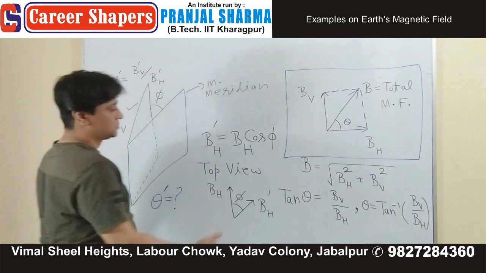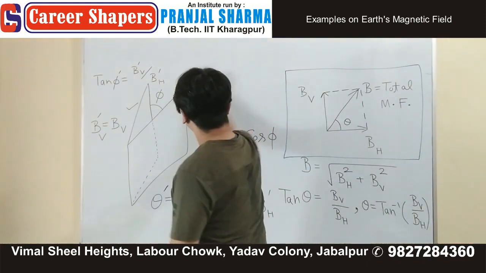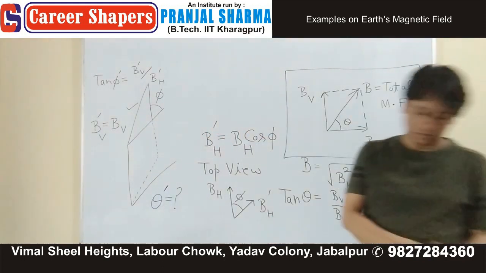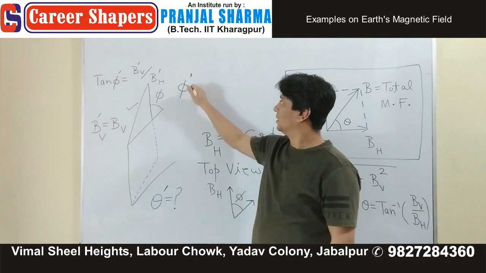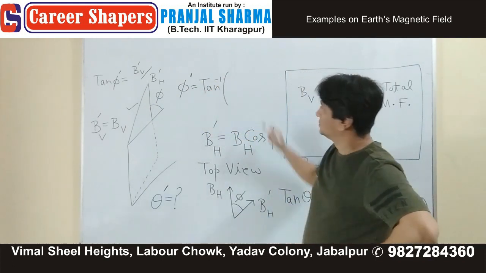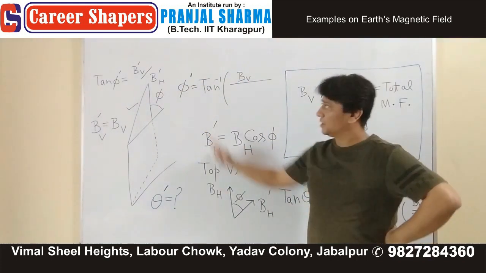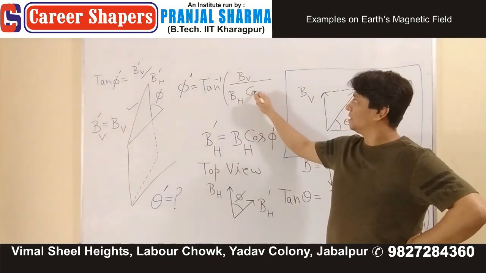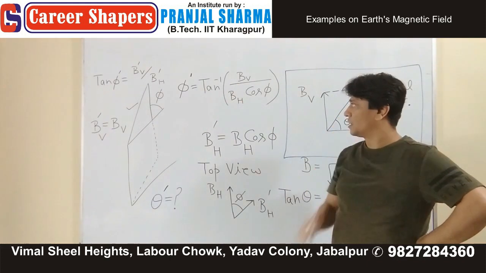Good. So, what about theta dash? We've got the value as tan inverse of BV dash, which is BV, divided by BH dash, which is BH cos phi. Note down this.